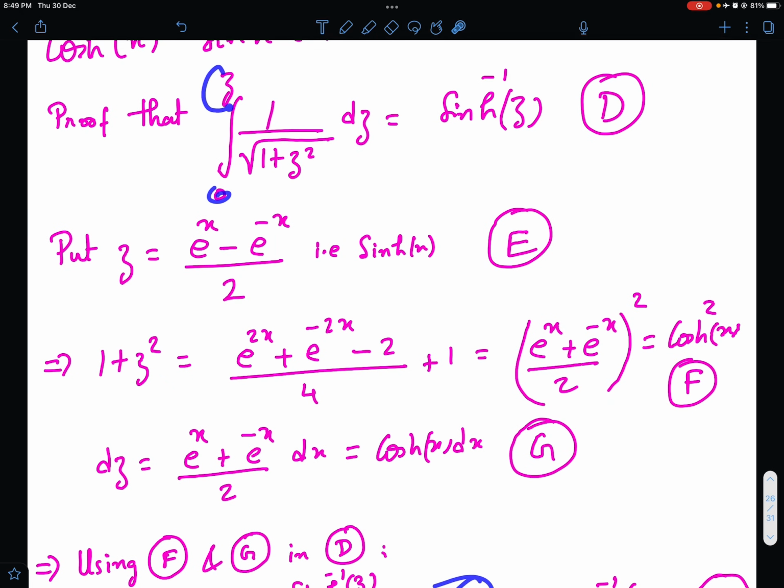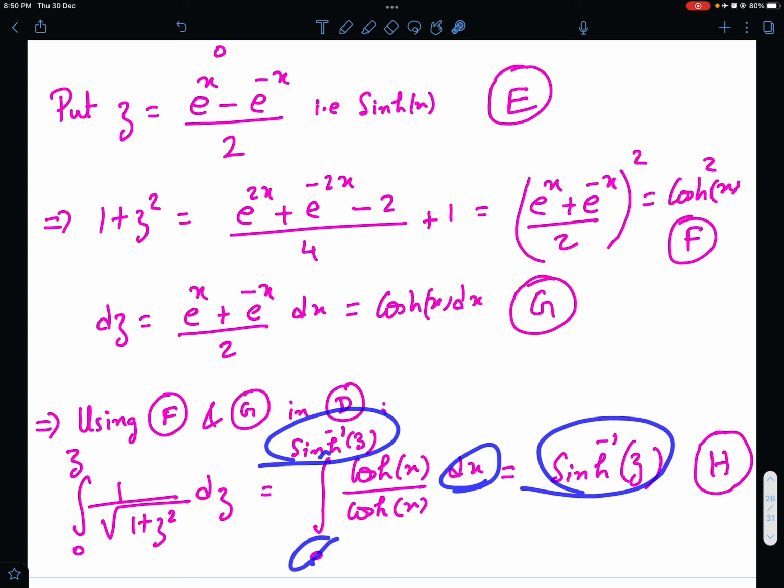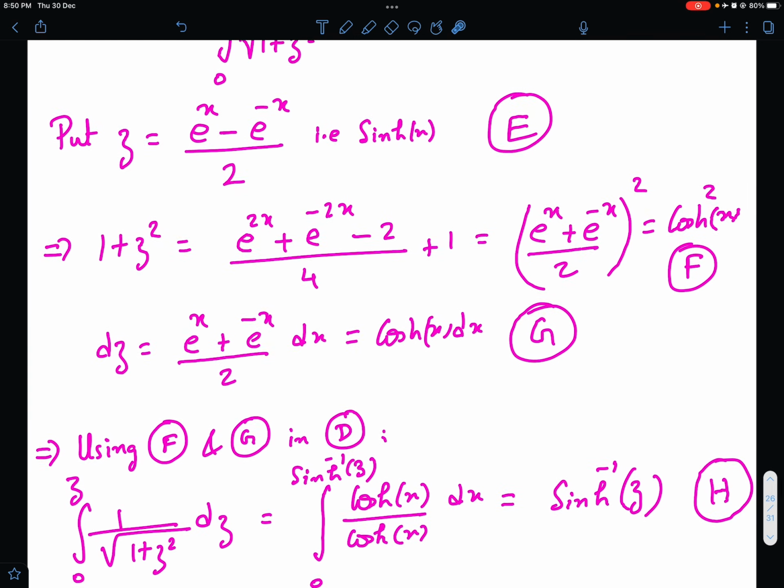And what about the limits? So you are integrating from 0 to z. If you put z is equal to sine of x, then x becomes sine inverse of z. So here you have to put the limits for x. So here you put sine inverse of z. And if you solve this, then integration of dx is x, and at 0 that value will be 0, and at sine inverse of z it will be sine inverse of z. That's it. So integration from 0 to z of 1 by root of 1 plus z square is nothing but sine inverse of z. So this I am going to use later on in solving that differential equation.